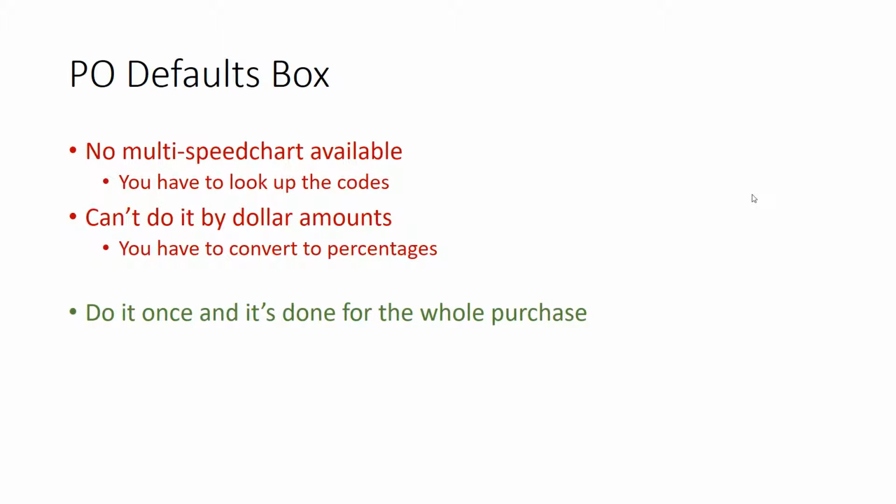Currently, the PO defaults box does not have the option of using multi-speed charts, which is a tool that fills in most of your coding for you when you're in the lines section. That means you'll have to write down or look up some codes. I also can't seem to get the PO defaults box to allow me to separate my coding by dollar amounts, only by percentages of the total purchase, which will mean some math that you have to do first. The benefit to the PO defaults box is that you do it once and it's done for the whole purchase. It's just tricky to get it to work for you.